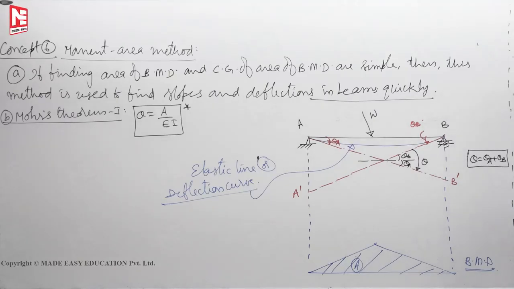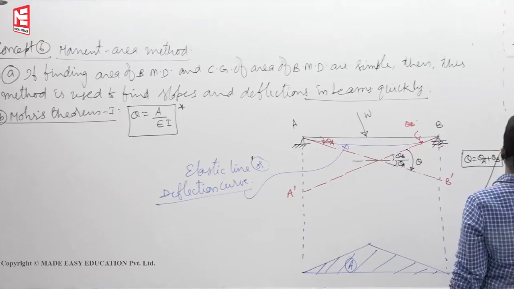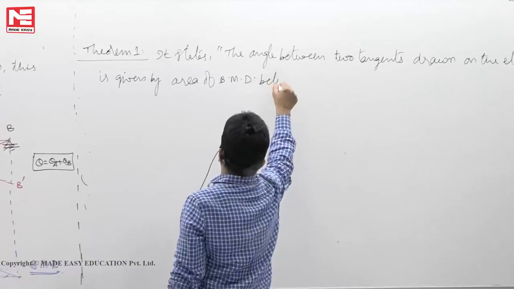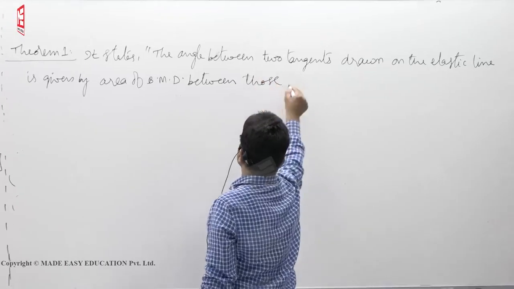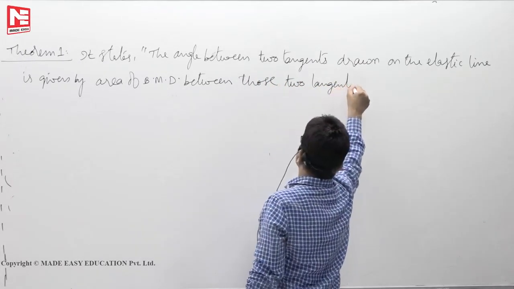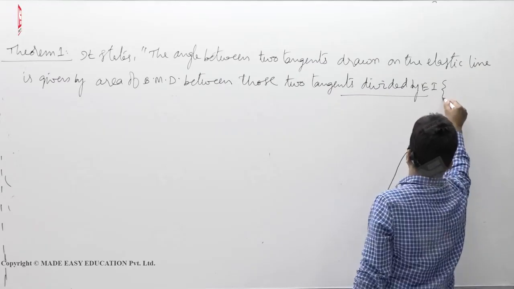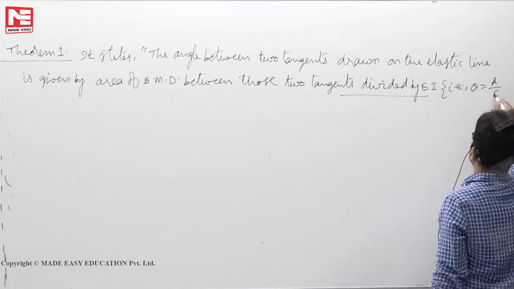It states the angle between two tangents drawn on the elastic line is given by the area of BMD between those two tangents divided by EI, that is theta is equal to A by EI.